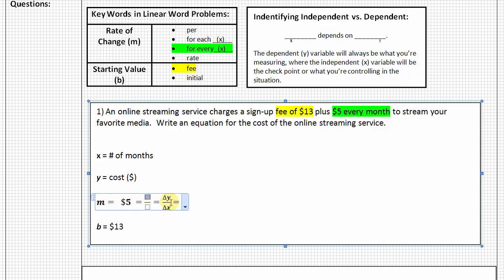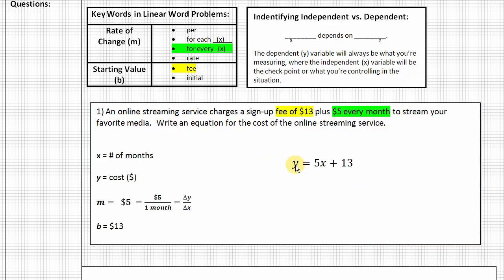If we needed to put this in fraction form, it'd be $5 as the change in y, because y is cost, every 1 month. And so that would give me my change in y and my change in x. It would be 5/1. So from here we have enough information and we can go ahead and write our equation. So go ahead and do that, and then we'll take a look at our second example.